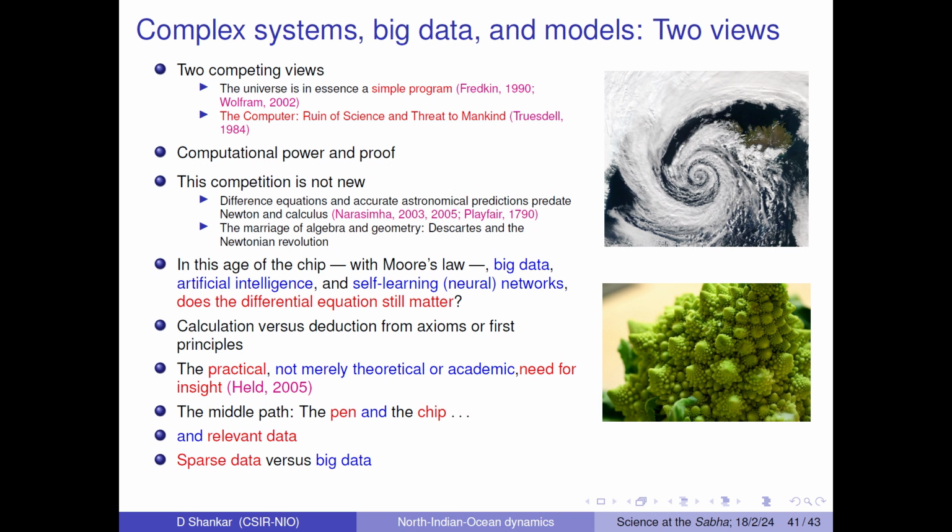Does differential equations still matter? The problem is that you need insight, because you need to understand why these models are going wrong when they do so. Why is there such a big divergence between climate models? Because serious decisions are made based on that.